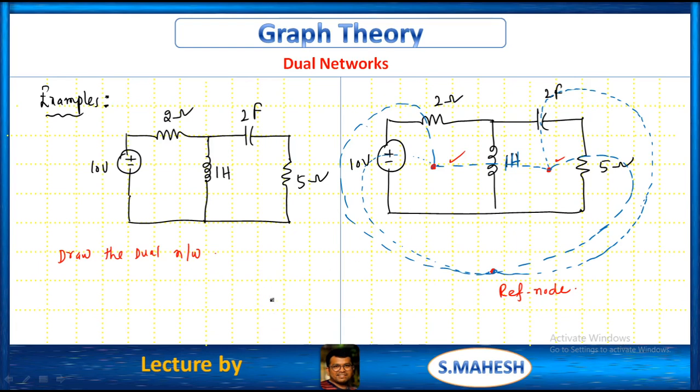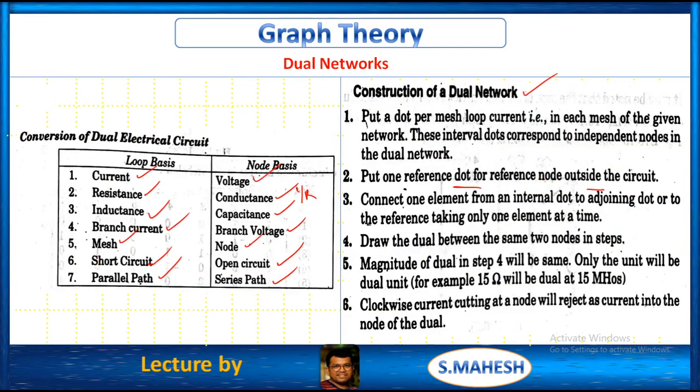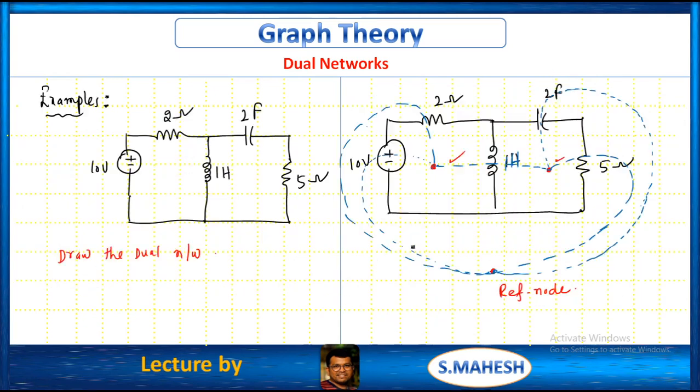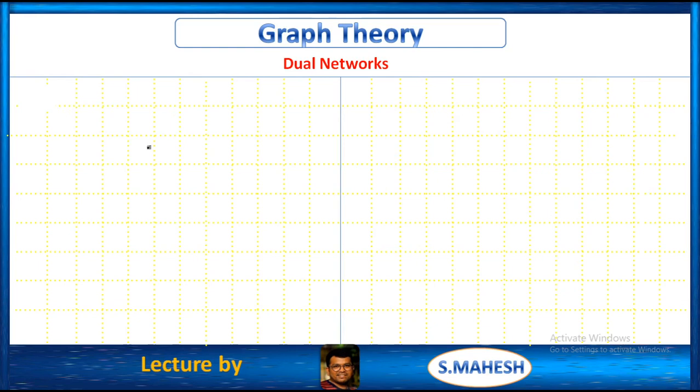Okay. Now we will get, see, next point: the magnitude of the dual in step 4 will be the same. Only the unit will be the dual unit. For example, here we are having a 2 ohm branch. What is the reciprocal of this 2 ohm branch? What is the dual of resistance? The dual of resistance is nothing but conductance only. That is 1 by 2. What is the unit? Ohms. Sorry, ohms should be replaced with what? Mhos.